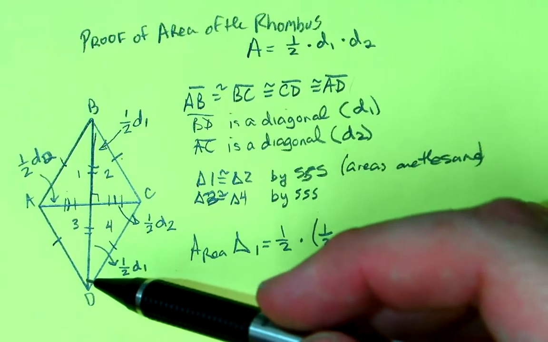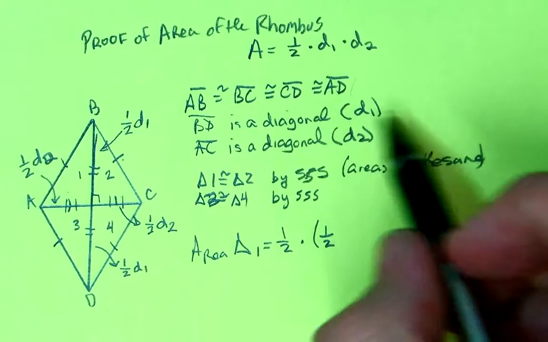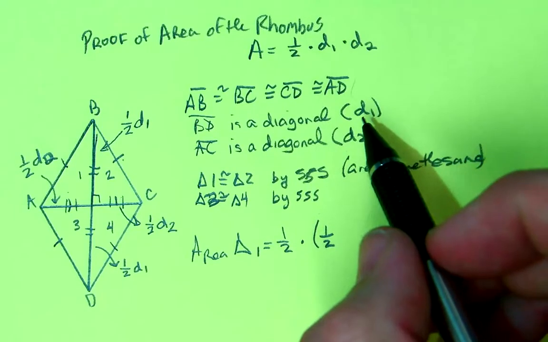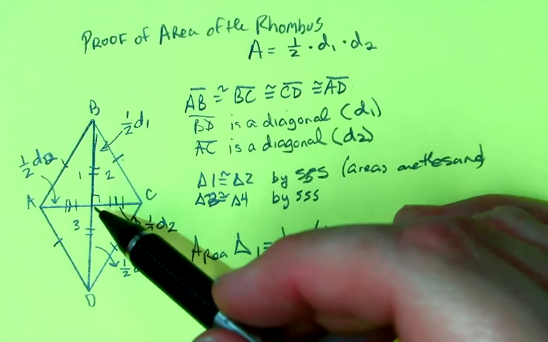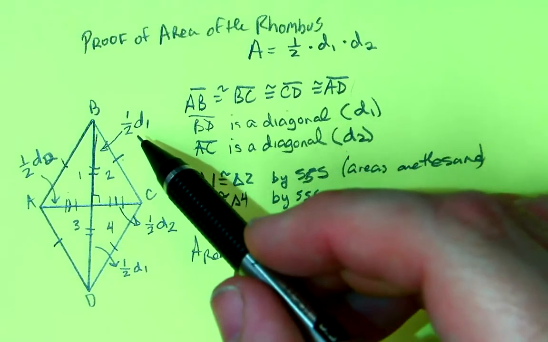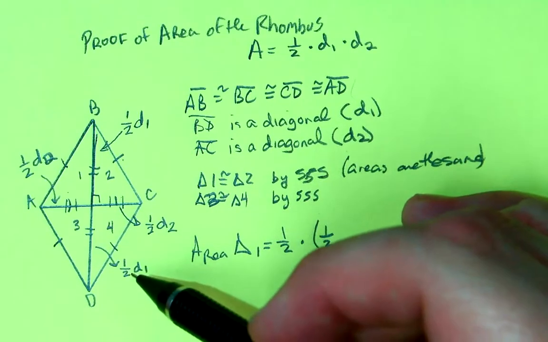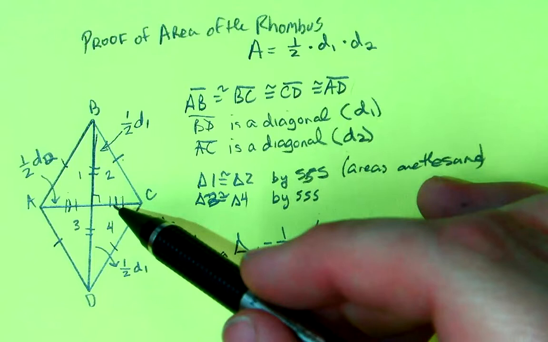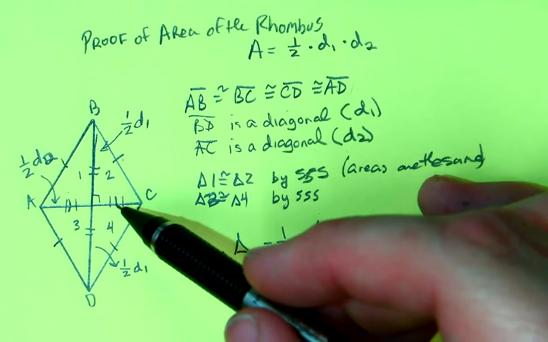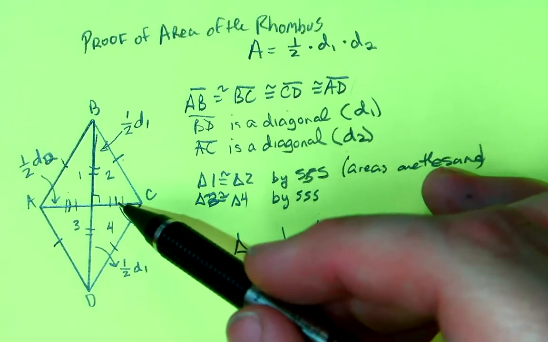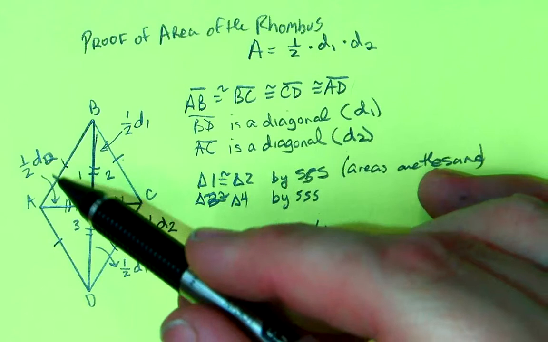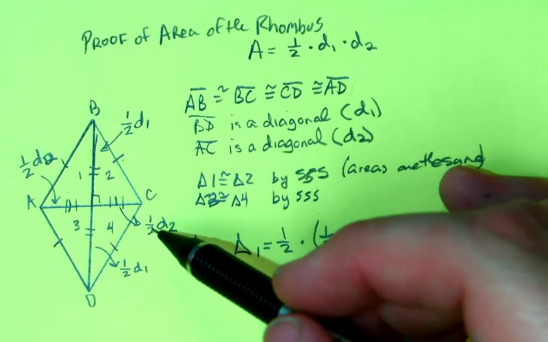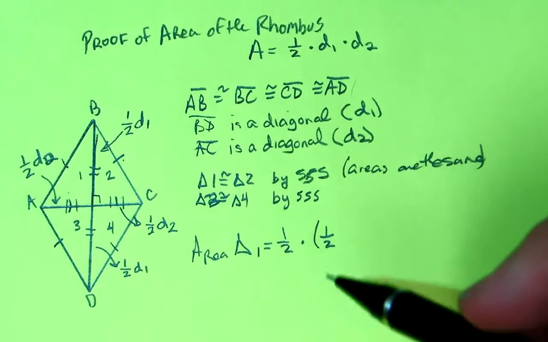BD is a diagonal. I said that BD is going to be diagonal 1, and half of BD is going to be half of diagonal 1. The other half is going to be half of diagonal 1. AC, because they are perpendicular bisectors of each other, is cut into two sections where they're 1/2 of diagonal 2.